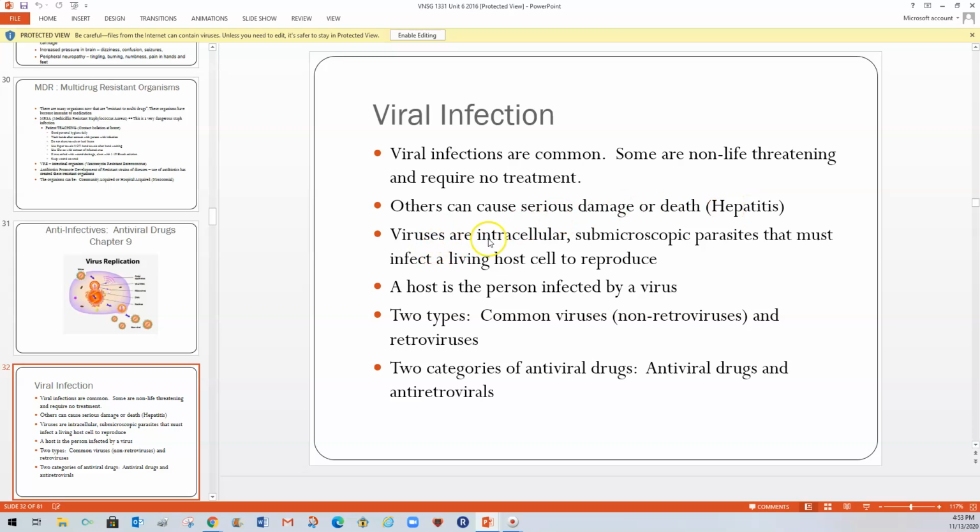Hepatitis. Viruses are intracellular, submicroscopic parasites that must infect a living host to reproduce. And a host is the person infected by the virus. And there's two types: common viruses or non-retroviruses and retroviruses. Two categories of antiviral drugs: antivirals and antiretrovirals.